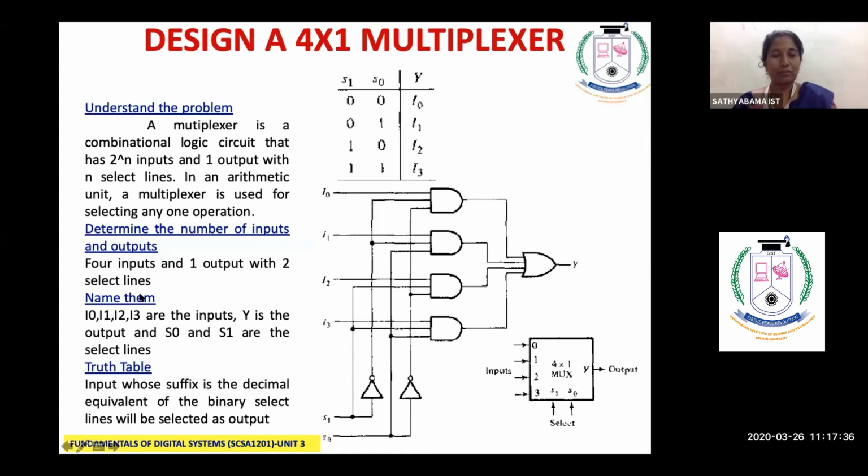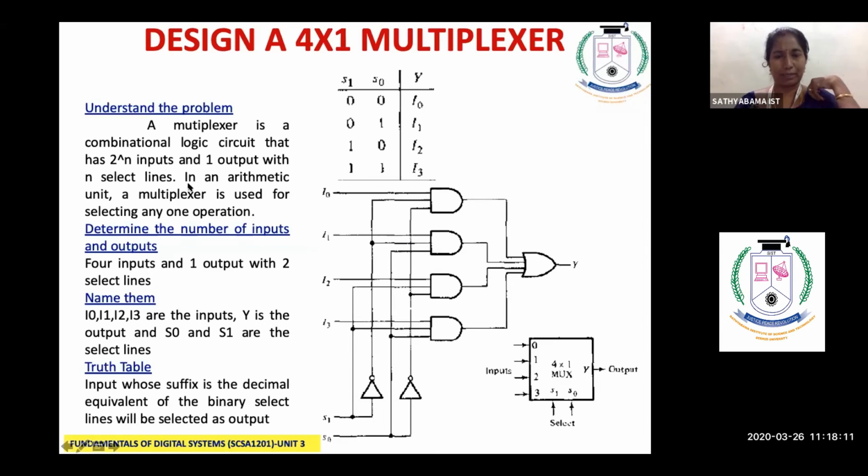Okay, fine. So we have to name them. Here I am adding an intelligence because on the output side I am having only one output, right? So I am calling it Y. But now I am having an option for naming the inputs, right? Input, first letter what? I. So I named them I0, I1, I2, I3. Fine. Our inputs, select lines. Select, first letter is what? S. So I have named the select lines S0, S1. Now we have to draw a truth table.